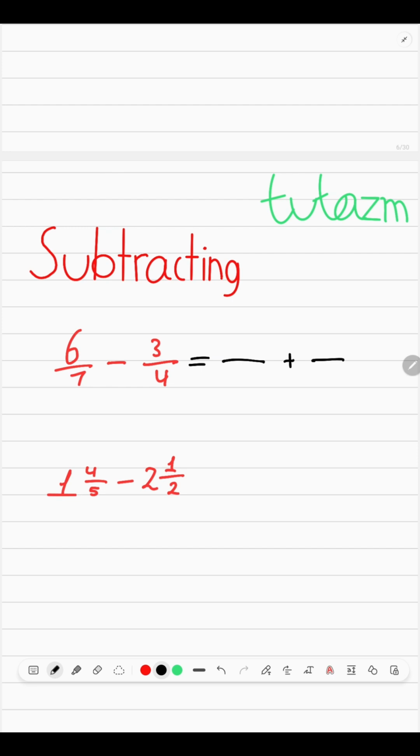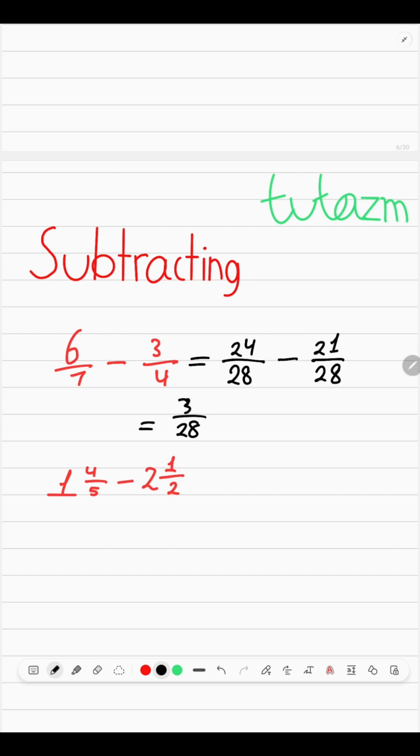So in this case we multiply 7 by 4 and we get 28 here. To get from 7 to 28 we've multiplied by 4, so 6 times 4 is 24. And to get from 4 to 28 we've multiplied by 7, so 3 times 7 is 21. This is not supposed to be a plus sign, it's supposed to be a minus sign. So then we're left with 3 over 28.